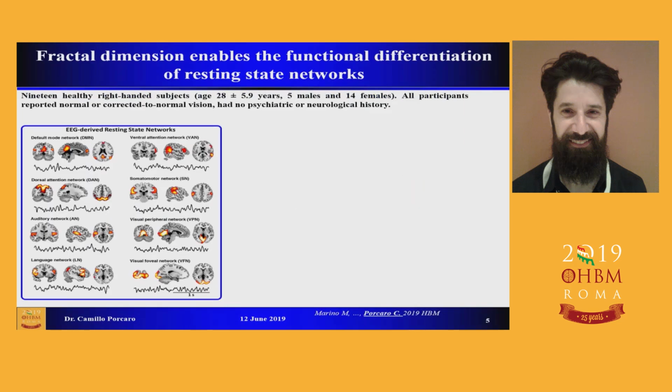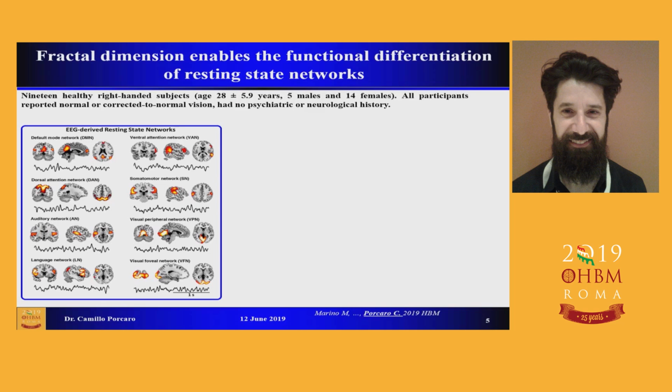Having all this knowledge and these tools, in this experiment we recruited 19 volunteers and performed a high-density EEG during a resting condition with open eyes, and we were able to extract 8 core resting state networks. These resting state networks are the default mode network, dorsal attention, auditory networks, language networks, ventral and dorsal attention, and a visual network.